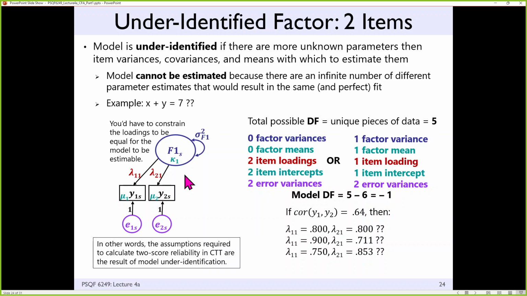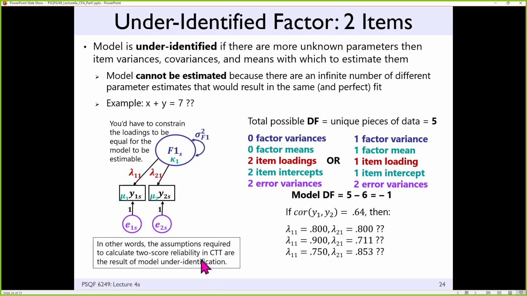However, practically speaking, what are we saying about our items if we fix both of these loadings to be equal? Like, what does that mean conceptually? Equally good, equally discriminating. Yeah. So in this case, literally what you are doing is taking the correlation between these 2 items, drawing a circle around it, and giving it a name. There's no point to doing that.